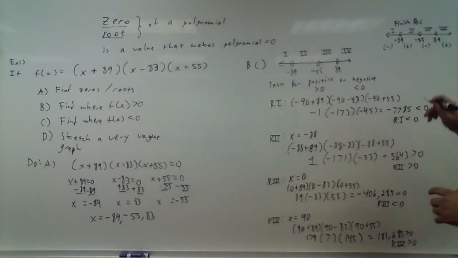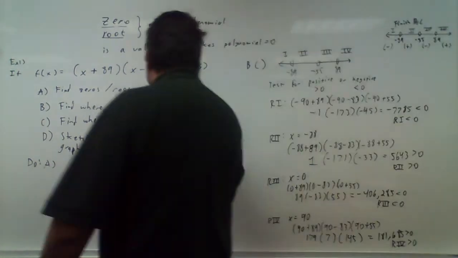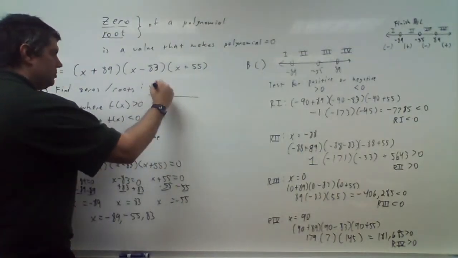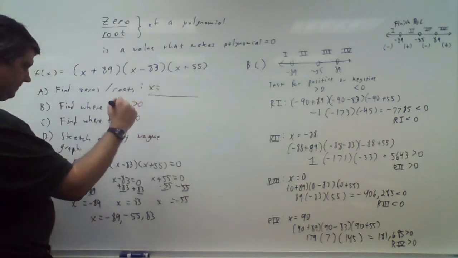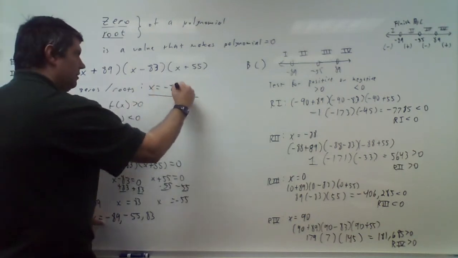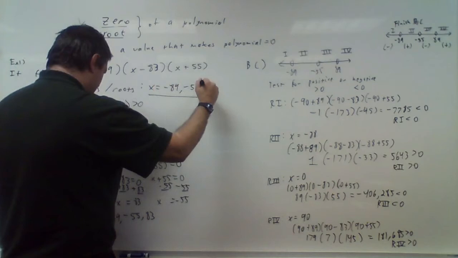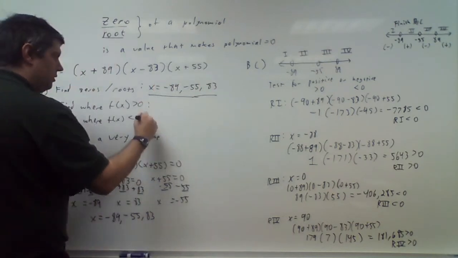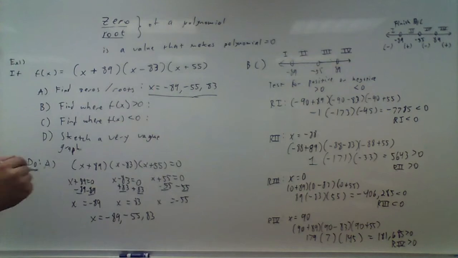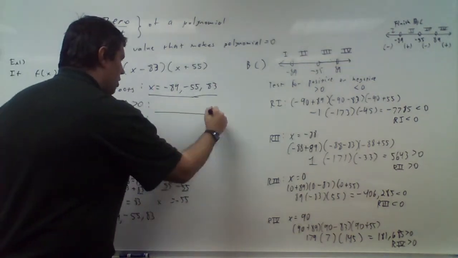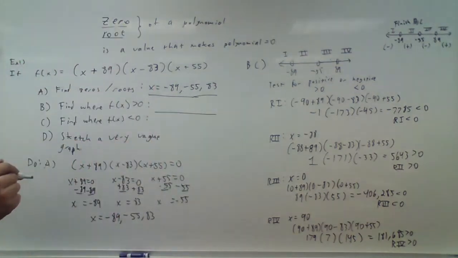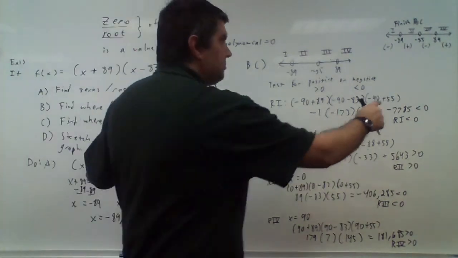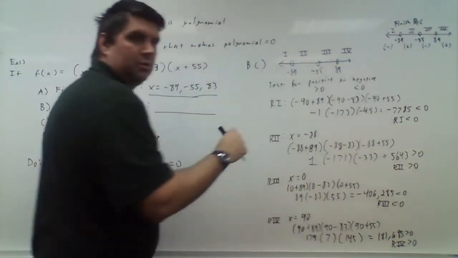So I'm going to put the answers here. X equals negative 89, negative 55, and 89. Okay, for this one, we're going to be doing two intervals. It's greater than 0 where it's positive. Okay?